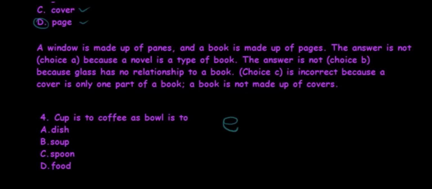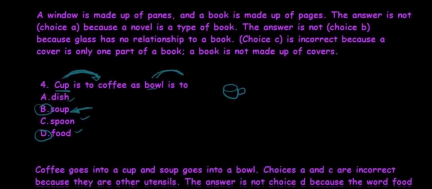Very clearly, we drink coffee in a cup, right? So cup is used to drink coffee. Then bowl has something to do with dish, spoon, food, and everything looks like it's related to the bowl. But the relationship we're looking at is that you drink coffee in a cup. So what do you drink in a bowl? You can drink soup in a bowl. You can even have food in a bowl, but that wouldn't be as close to soup because you don't drink food.